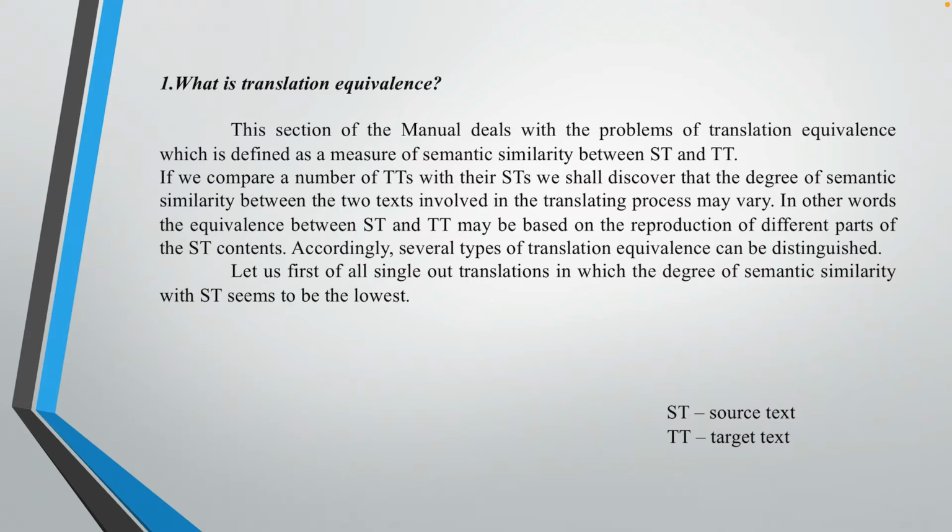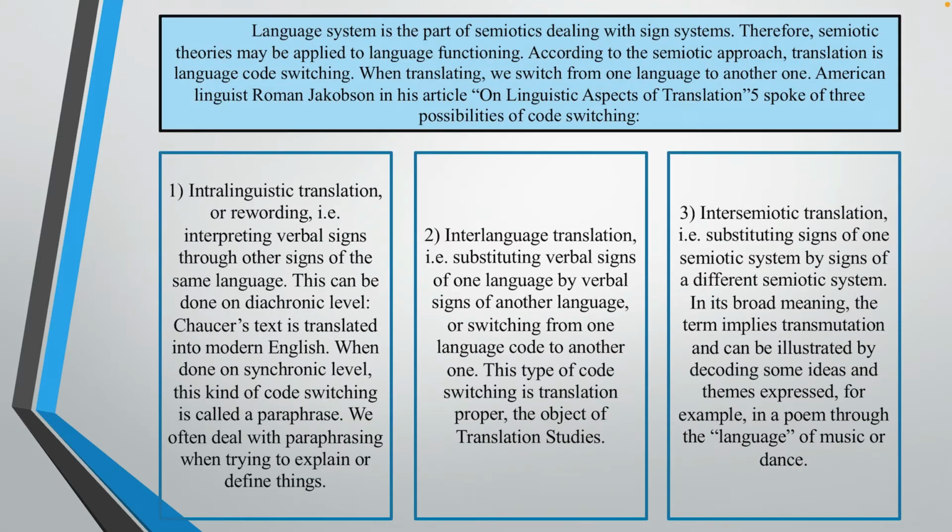Let us first of all single out translations in which the degree of semantic similarity with the source text seems to be the lowest. Language system is the part of semiotics dealing with sign systems. Therefore, semiotic theories may be applied to language functioning. According to the semiotic approach, translation is language code switching. When translating, we switch from one language to another one.